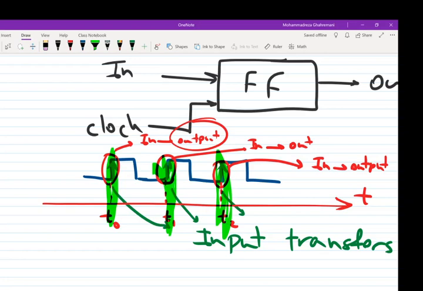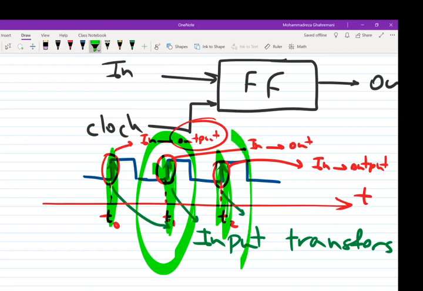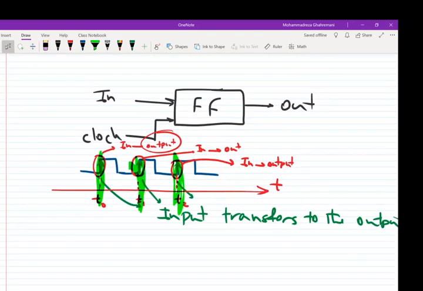Stop, output not changing, absolutely no change to the output until the next transition. At the next transition, again check the input. Whatever is in the input, move it to the output. Stop until the next transition. So it depends on the value of the input at discrete instances of time. Okay, so this one is the flip-flop.